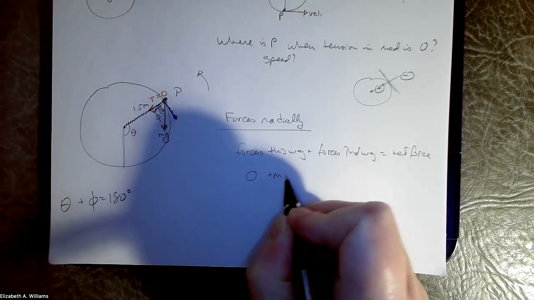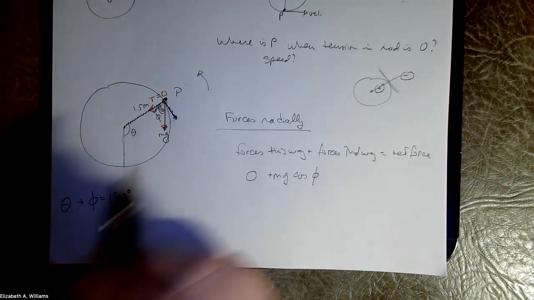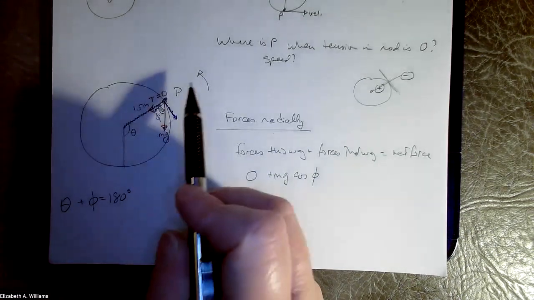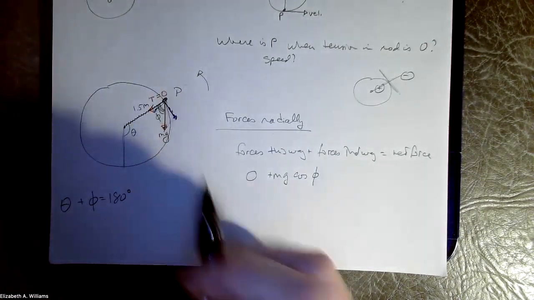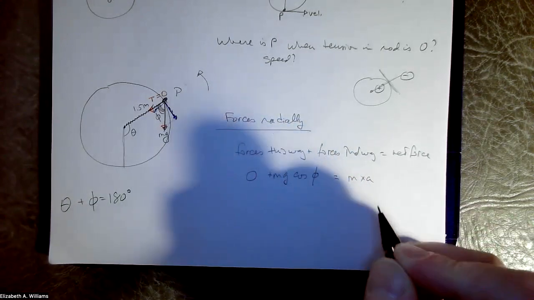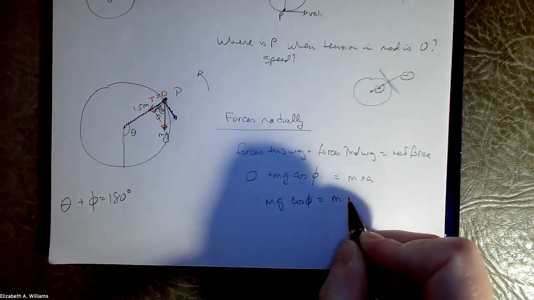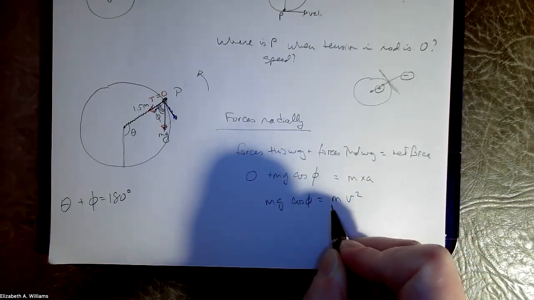And I've got the component of gravity acting in the same direction. I don't have any other forces going out that way. Okay, and my net force is mass times acceleration, but we know that that's mass times velocity squared over the radius.